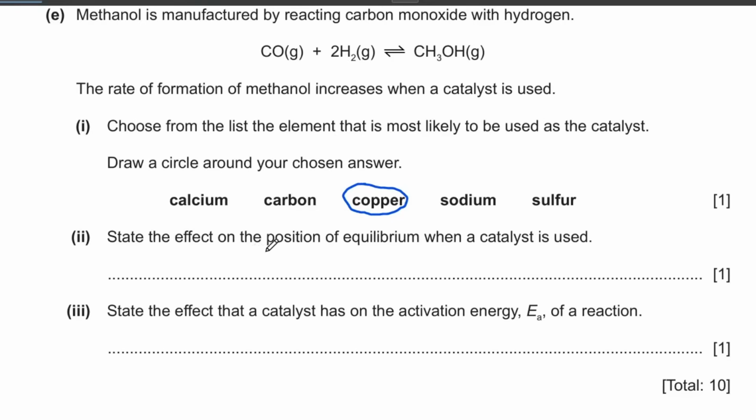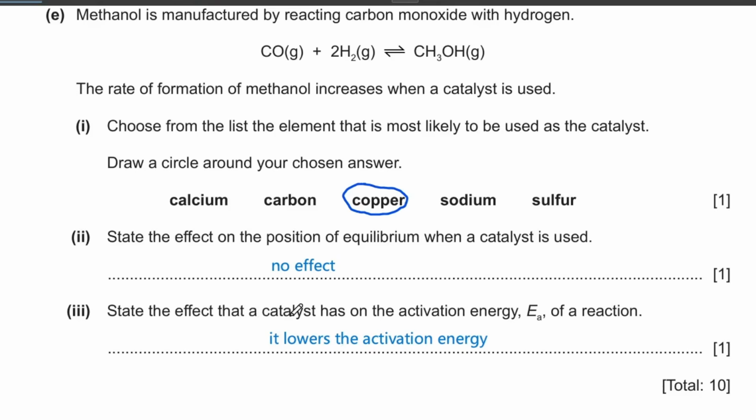Check the effect on position of equilibrium when a catalyst is used. The answer is no effect. A catalyst does not affect the position of the equilibrium. It only speeds up the rate of reaction. Check the effect that a catalyst has on the activation energy of a reaction. The answer is it lowers the activation energy.